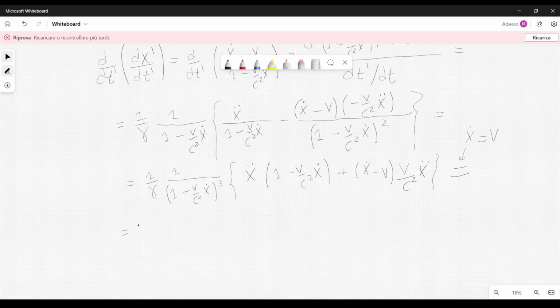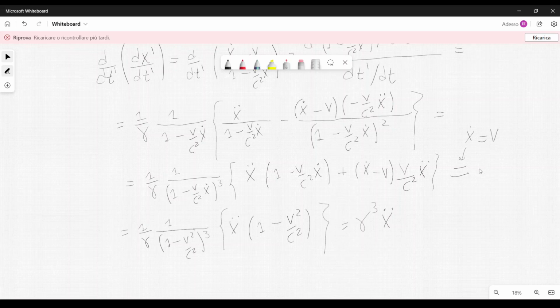this is equal to 1 over gamma, 1 over 1 minus v squared over c squared to the third power, x double dot times 1 minus v squared over c squared, because this term here will be 0, and therefore this is simply equal to, what is that? It's simply gamma cubed times x double dot. Simple as that.